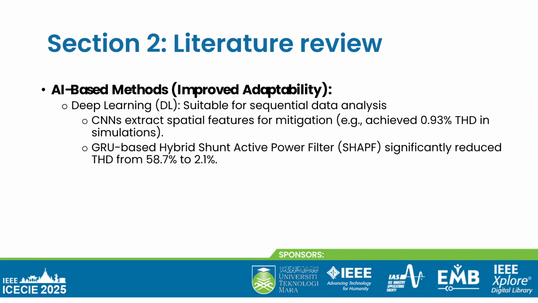The second one is GRU, RNN, and LSTM based methods, built on a hybrid shunt active filter system. We call it SHAF, and they learn the time dependency, since harmonics evolve over time. So we need sequential models, and this SHAF machine significantly reduces the THD from 58.7% to 2.1%, a huge improvement right there.